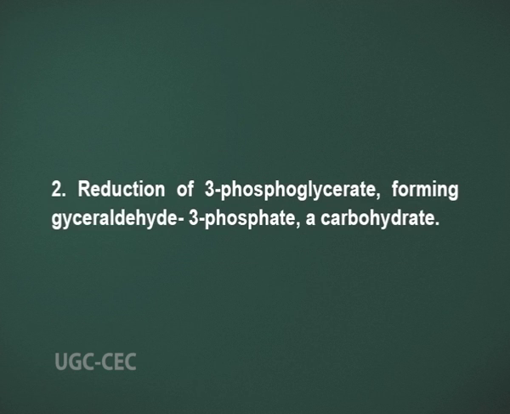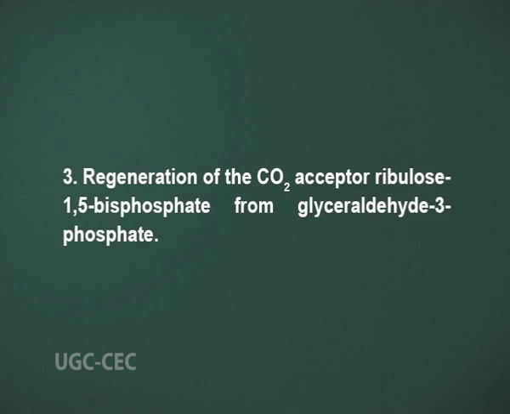The second stage is the reduction of 3-phosphoglycerate, forming glyceraldehyde 3-phosphate, a carbohydrate. The third stage is the regeneration of the carbon dioxide acceptor ribulose 1,5-bisphosphate from glyceraldehyde 3-phosphate. In the first phase, carbon dioxide enters the Calvin cycle by reacting with ribulose 1,5-bisphosphate or RuBP to yield 2 molecules of 3-phosphoglycerate, which is catalyzed by ribulose bisphosphate carboxylase or oxygenase, which is Rubisco.